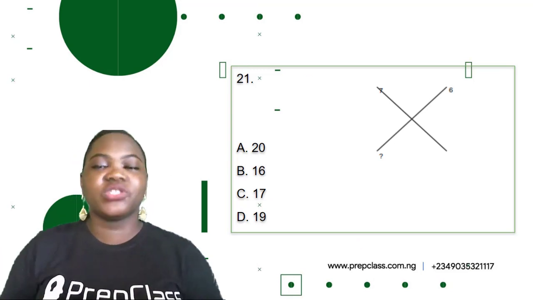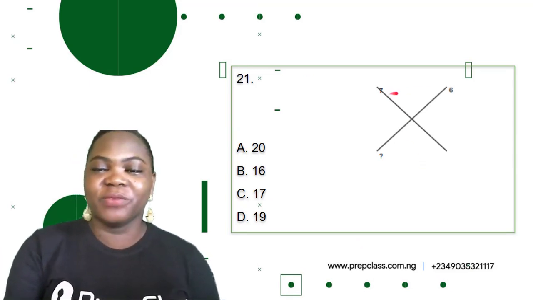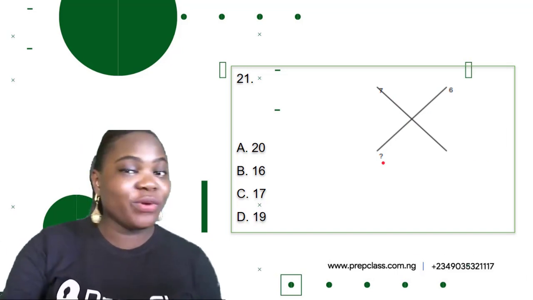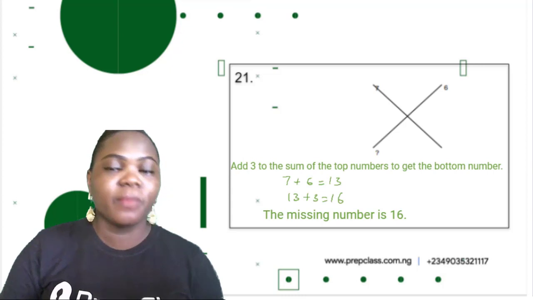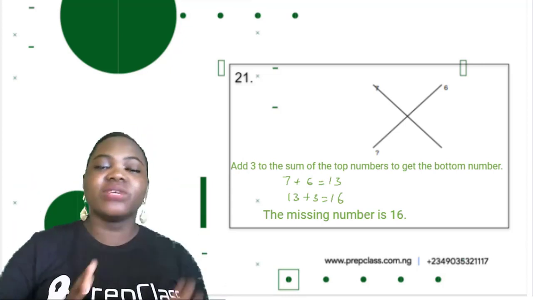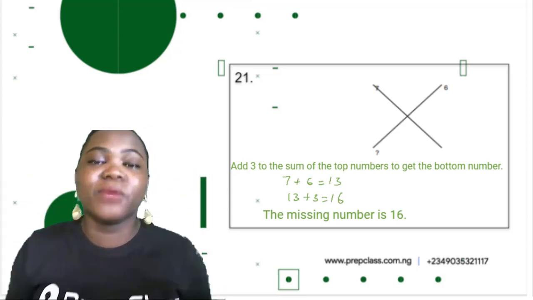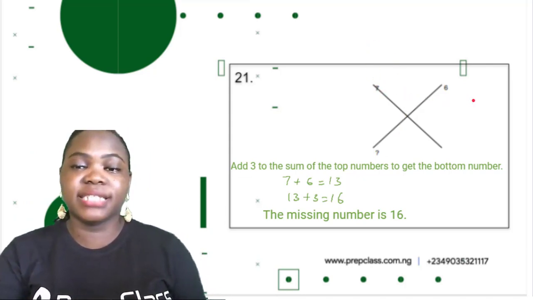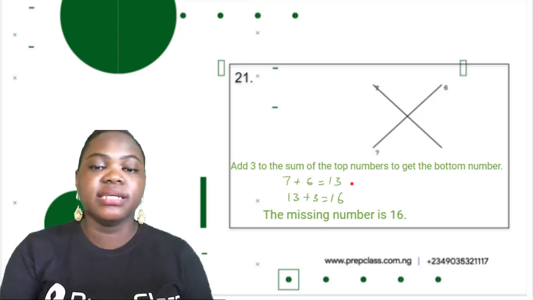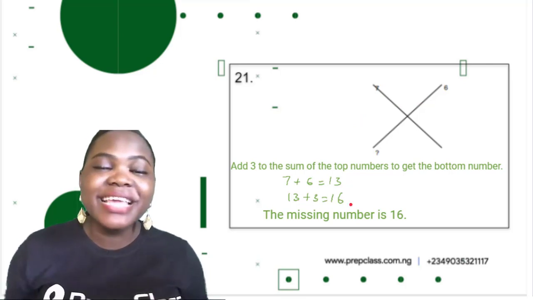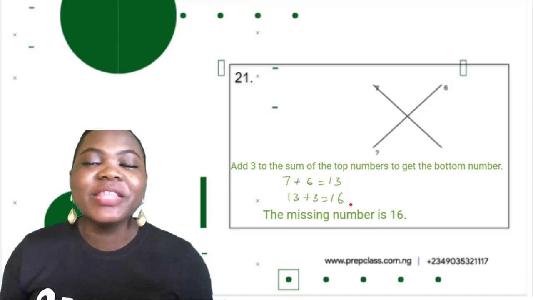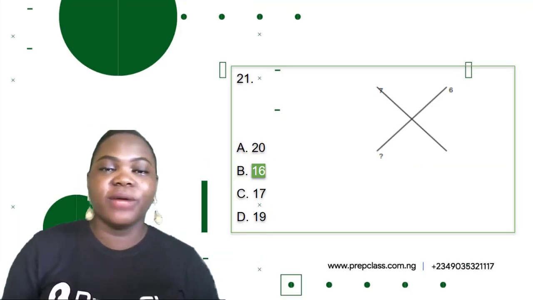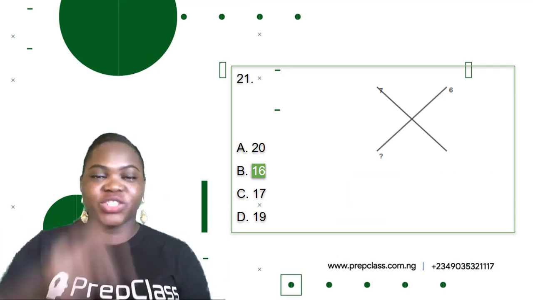The first question is question 21. We are given the two top numbers and then we are asked to find the bottom number. Do you still remember what we should do from the samples? All we have to do is to add 3 to the sum of the top numbers to get the bottom number. The top numbers here are 7 and 6. 7 plus 6 is 13. Then 13 plus 3 is 16. Wow! So the missing number is 16. Which of the following options is correct? Option B is the correct option. Check.